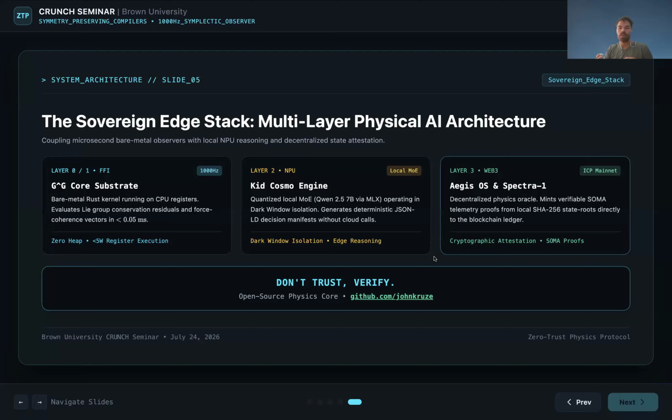And so that's what the Spectra 1 model is. It takes the telemetry from the first two layers and stores it cryptographically on something called the ICP. It's a protocol that is incredibly efficient and low cost. The protocol I use is to demonstrate the possibility. I don't think it would necessarily be the ideal one. A new one would need to be developed for the use case.